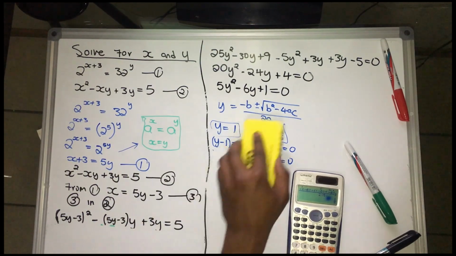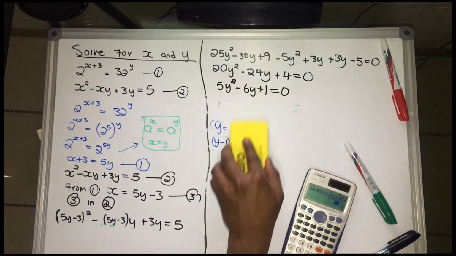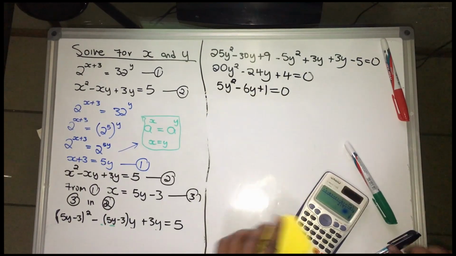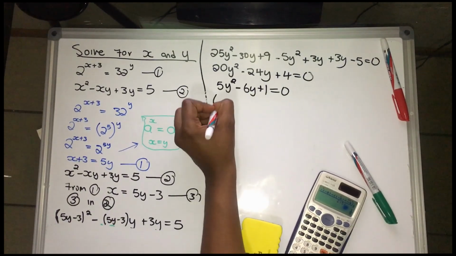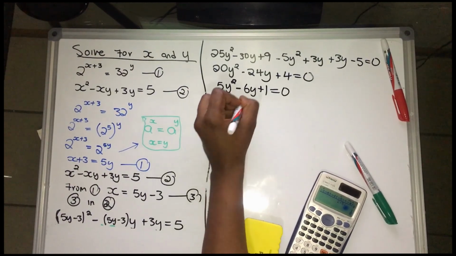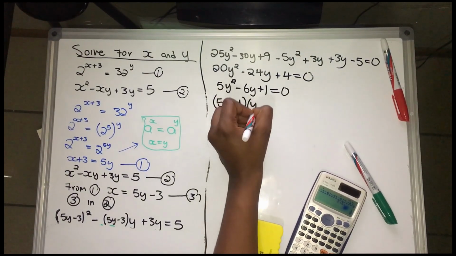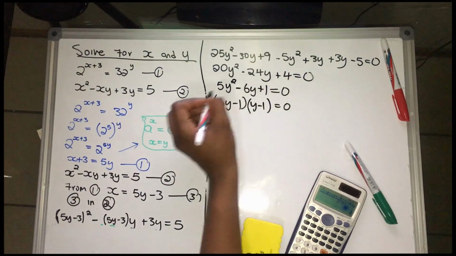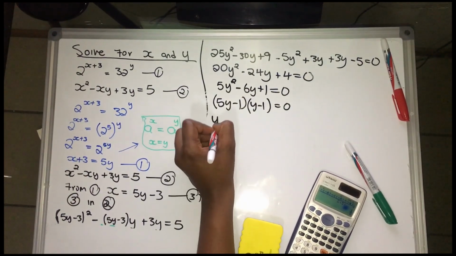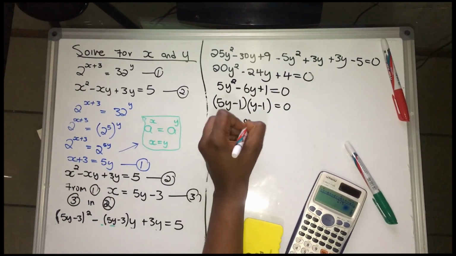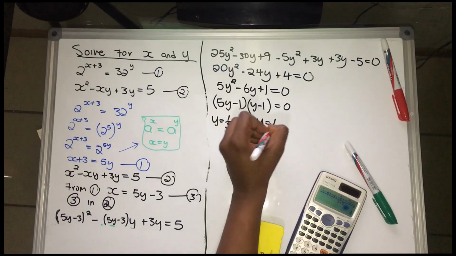Okay, so now this checking is not really part of the solution. We did a check, but you have to show this. So this is 5y minus 1 into y minus 1 equal to 0. So from here we can say our y is 1 over 5 or our y equals 1.